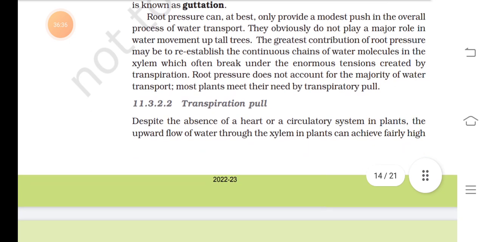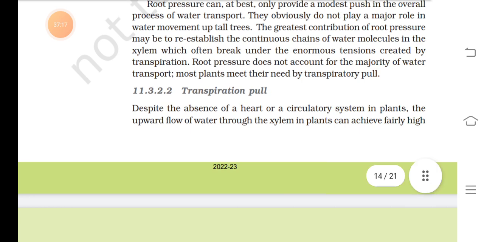Root pressure can at best only provide a modest push in the overall process of water transport. It obviously does not play a major role in water movement up tall trees. The greatest contribution of root pressure may be to re-establish the continuous chains of water molecules in the xylem, which often break under the enormous tension created by transpiration. Root pressure does not account for the majority of water transport. Most plants meet their need by transpirational pull.